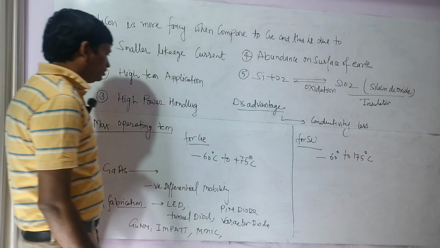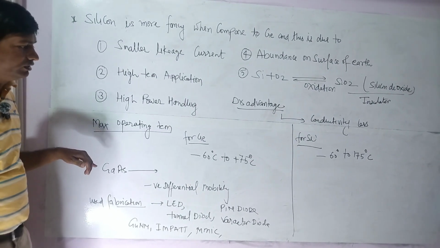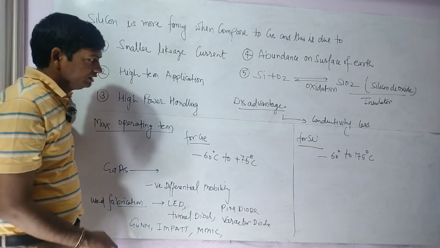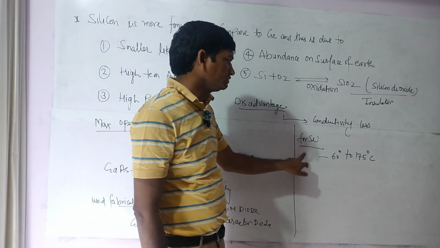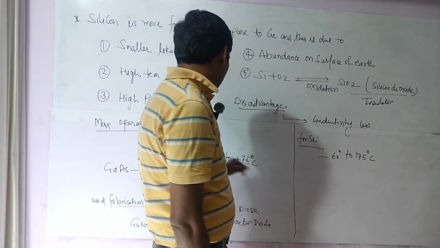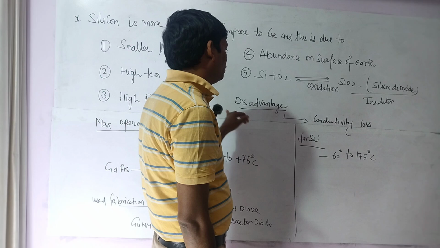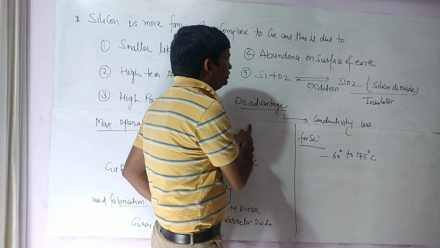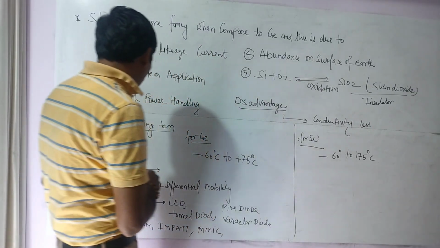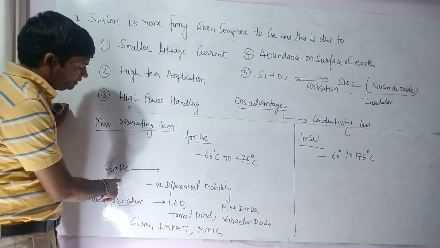The maximum operating temperature of germanium is minus 60 degrees centigrade to 75 degrees centigrade, and for silicon it is minus 60 to 175 degrees centigrade. It means silicon can handle much more temperature as compared to germanium. A disadvantage of silicon is that its conductivity is less. Most importantly, gallium arsenide has a negative differential mobility.